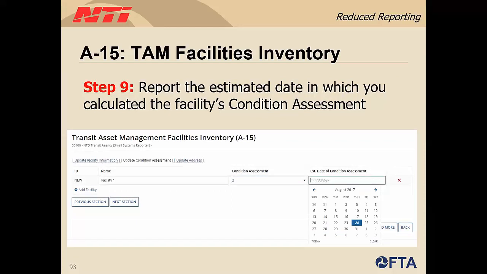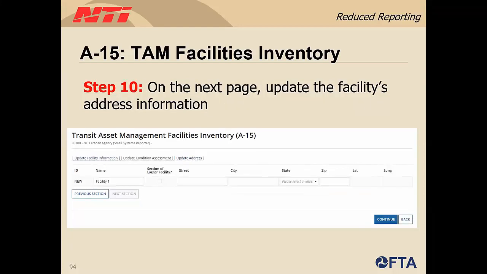Once you have selected the condition assessment rating, you should select the estimated date on which you conducted this assessment. Lastly, you should click on the Update Address tab or click Continue to fill out the facility's address information. You may report either the street address of the facility or the latitude and longitude.